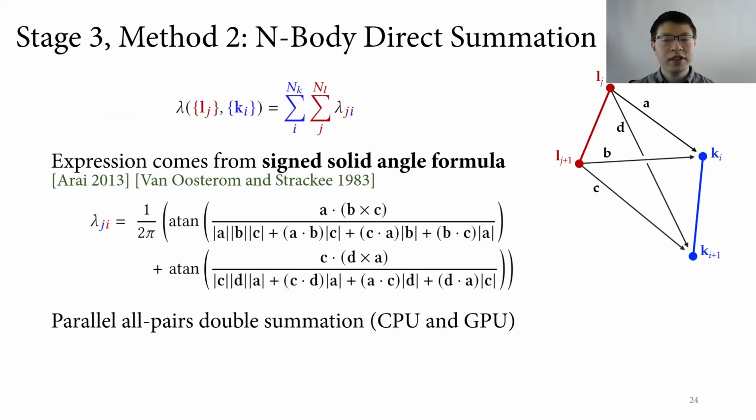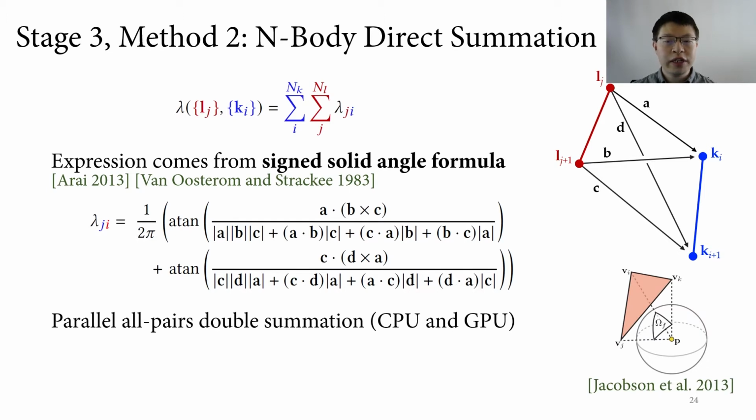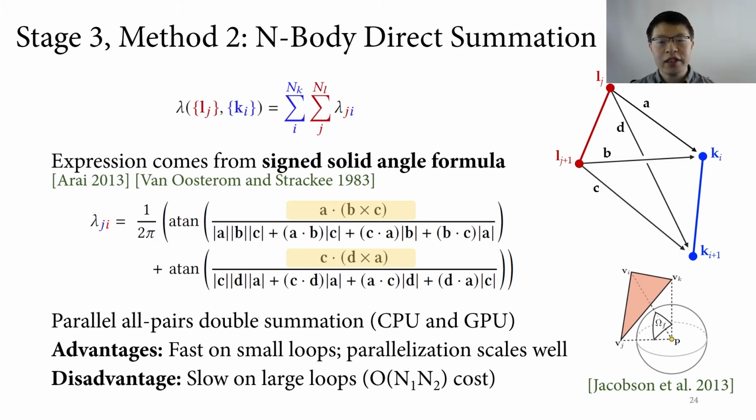The expression comes from the sine solid angle formula, which involves evaluating two arctangents and is well defined when the curves do not intersect. We evaluate this double summation in parallel on the GPU and the CPU. Interestingly, generalized winding numbers also uses the same solid angle expression. Furthermore, the two numerators are actually the same, so we reuse this triple scalar product in our implementation. The advantages are that it's fast on small loops and parallelization scales really well. The disadvantage is that it's slow on large loops because it's a quadratic time algorithm.